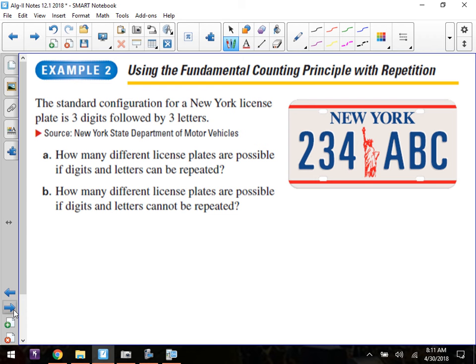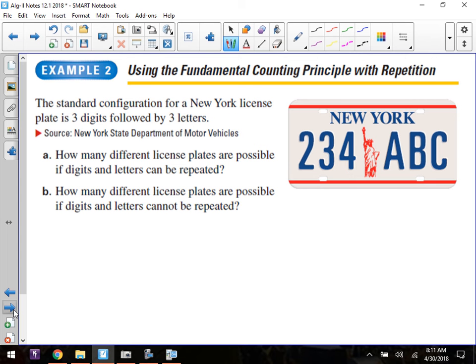I'll show you Illinois next. As you go through that, how many different license plates of digits and letters can you have if numbers can be repeated? That's an important thing here. How many digits are there if you're looking at numbers? 10 digits, 0 through 9, right?